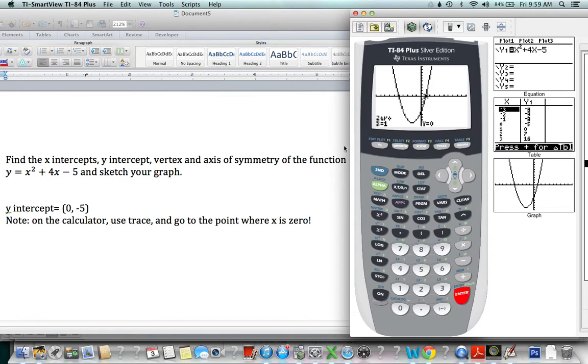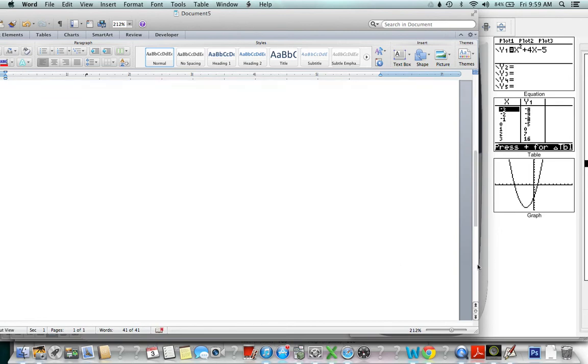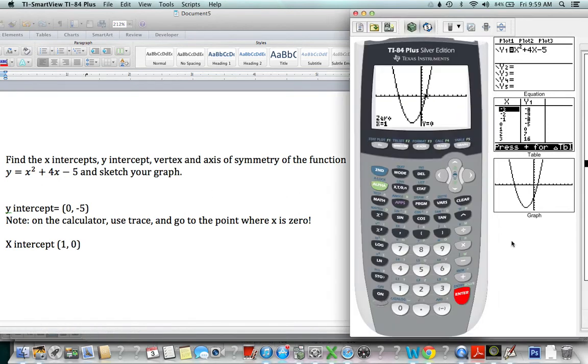And my x-intercept, one of them, is 1. No, let's look at that again. Yeah, it is 1. 1, 0. But there is another x-intercept, and we have to do the same thing to find it.